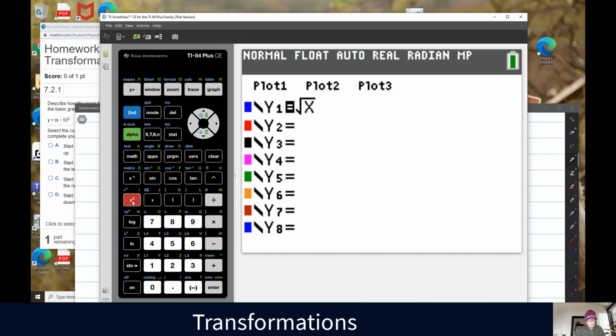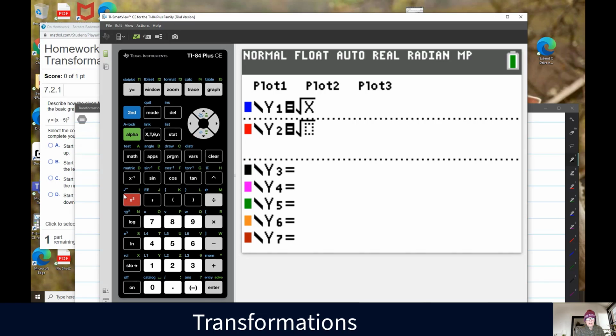Second x squared. Now my argument has to have a negative sign in front of the x. That's the code, but it has to be in the argument. That is going to do the flipping sideways.